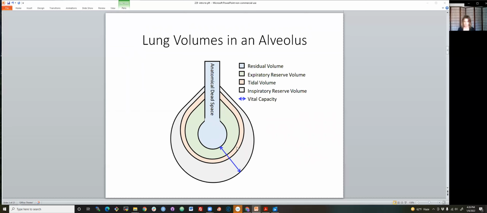And when somebody breathes deeply, as deep as they can, the outside of this in the purplish color represents that inspiratory reserve volume. The vital capacity is shown here by the blue double arrow. And you can see that it is the sum of expiratory reserve volume plus tidal volume plus inspiratory reserve volume.